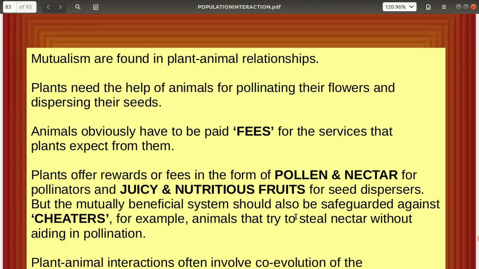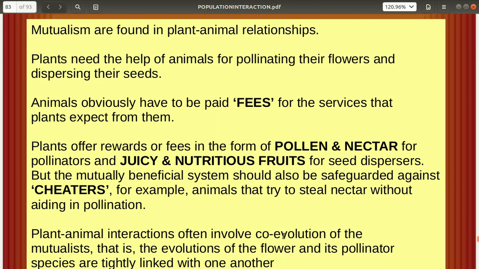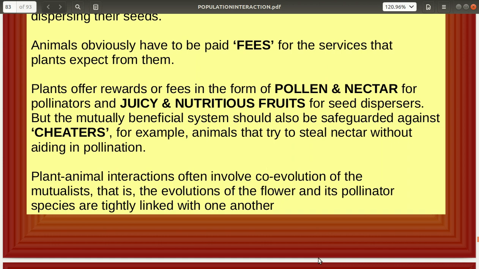But the mutually beneficial system should also be safeguarded against cheaters. There are certain animals that try to steal nectar without aiding in pollination. There are such types of insects too. So plant-animal interactions often involve coevolution of the mutualists, that is, the evolution of the flower and its pollinator species are closely linked with one another. So there is a coevolution of one another for their survival.